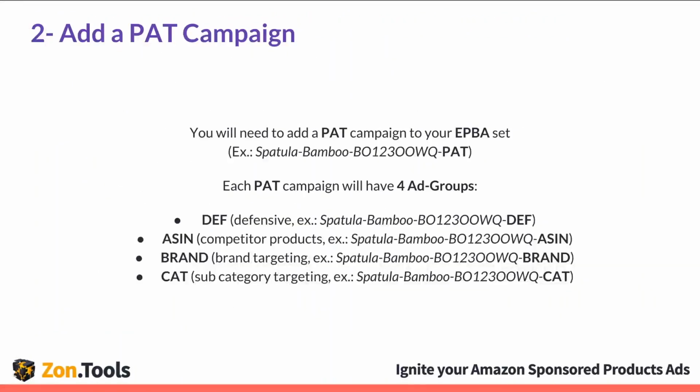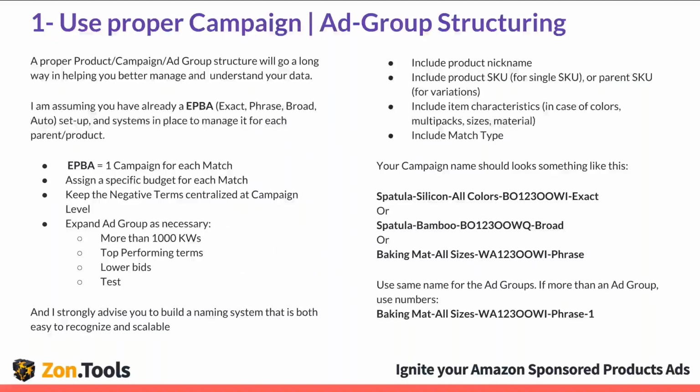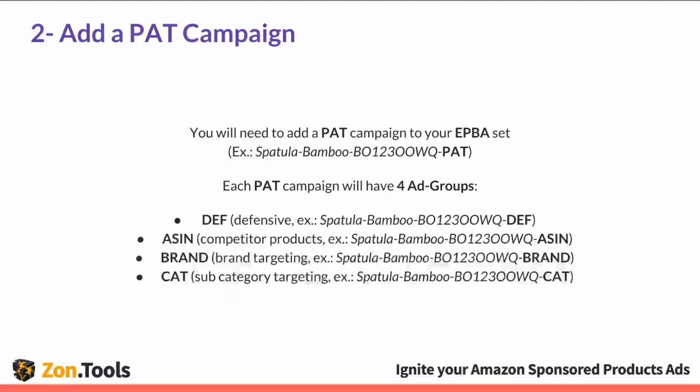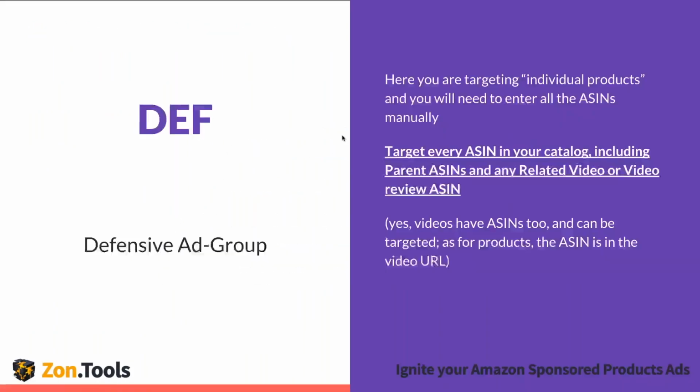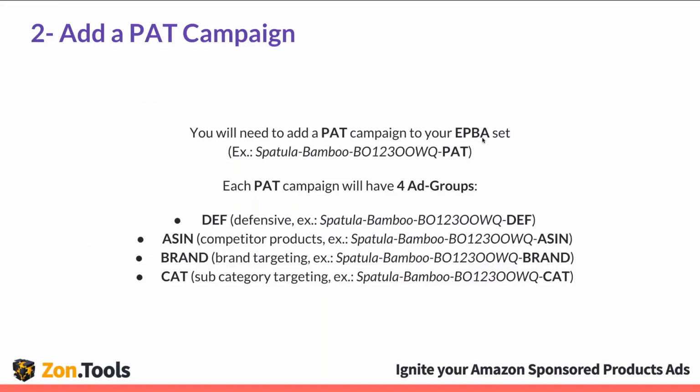Once you have this core set of campaigns, EPBA, that I just described, what you have to do is add a 5th campaign, which we're going to call PAT. This is an additional campaign that is not inside any of the campaigns you already have for this product. The exact, phrase, broad and auto will stay there. You will just add a 5th campaign, the PAT campaign. An example of a naming could be visual spatula, bamboo, ASIN, whatever it is, and PAT.